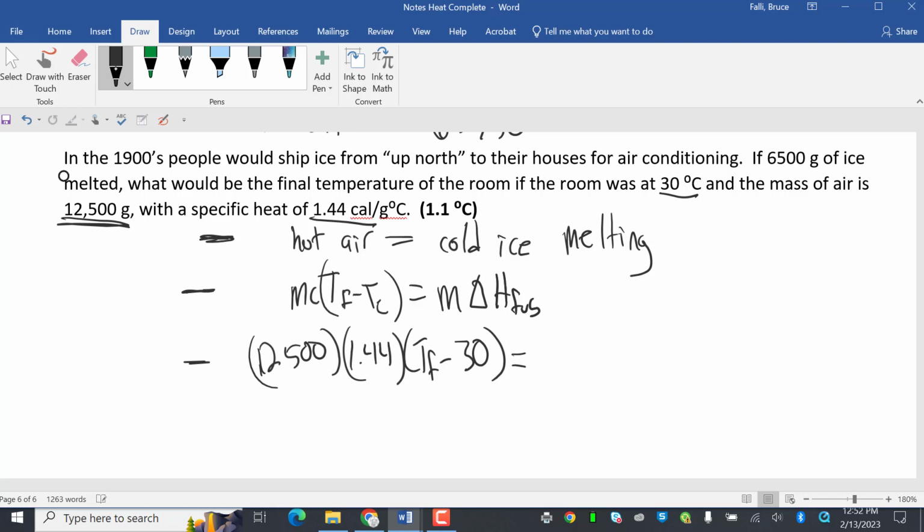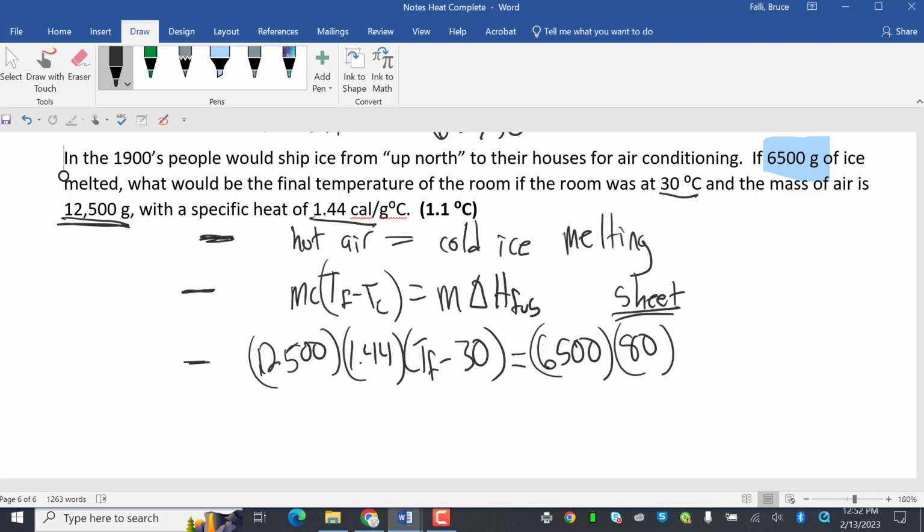Equals the mass of ice. Now notice, this is not the same mass. Not this mass, because we're talking about ice. All right? So 6,500. And then the heat of fusion for this is 80, and I look at that sheet that has everything listed. Okay? So let's do some math.